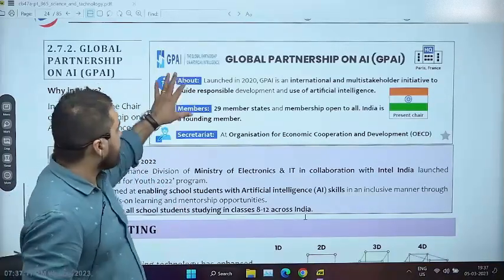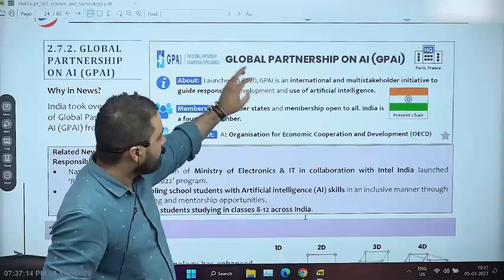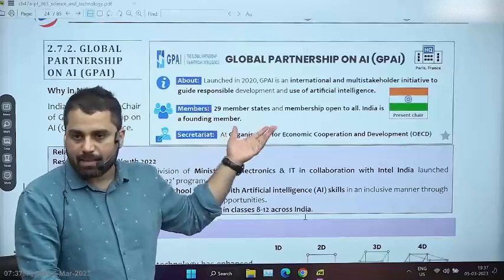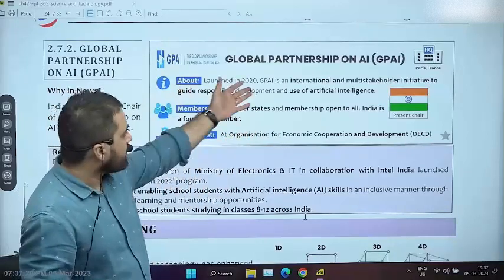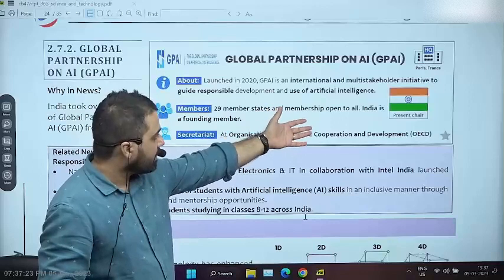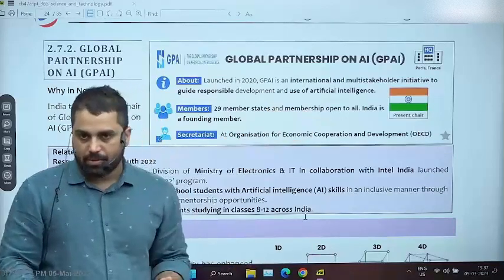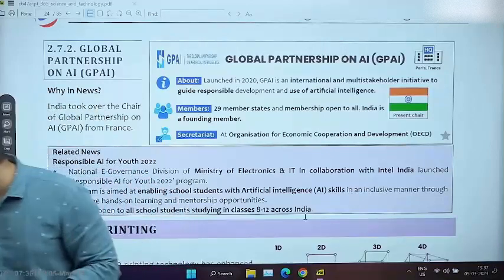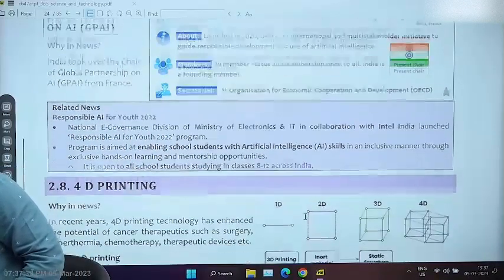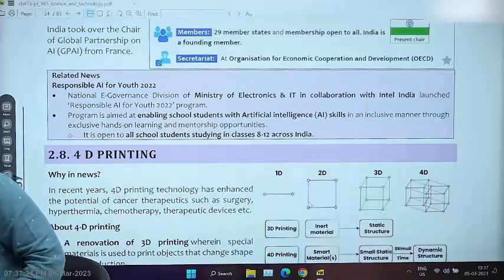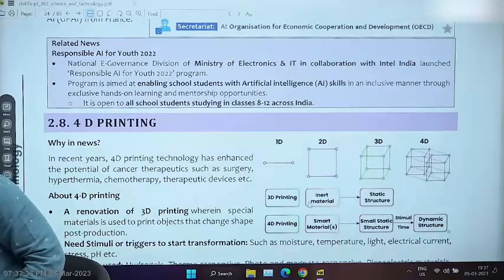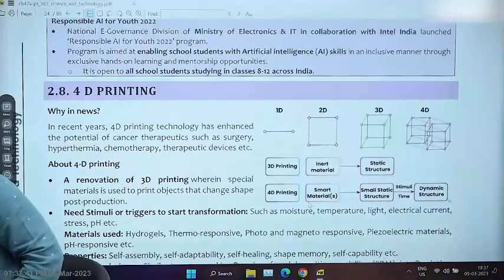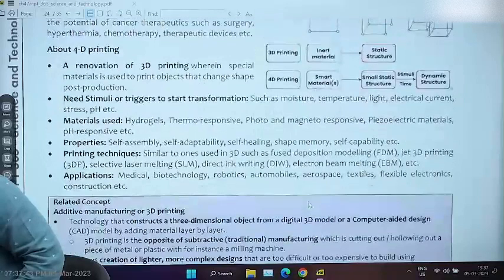But this organization, Global Partnership on AI, can actually play a very important role in building some sort of consensus. It is headquartered in Paris, and right now the present chair is India. So just know that India is one of the founding members and also the current chair of this organization. AI for Youth: the National E-Governance Division of the Ministry of Electronics and Information Technology had this skill development program, AI for Youth.